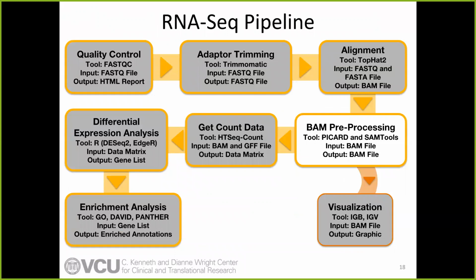Okay, after alignment, we have our FASTQ file that is now transformed into a BAM file, and then we have to do some pre-processing on BAM files. So this is like a mini workflow in itself. It's very project dependent as far as what you need to do with it, what aligner you used, that kind of thing.